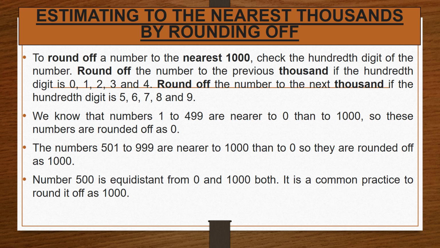Number 500 is equidistant from 0 and 1000 both. It is a common practice to round it off as 1000.